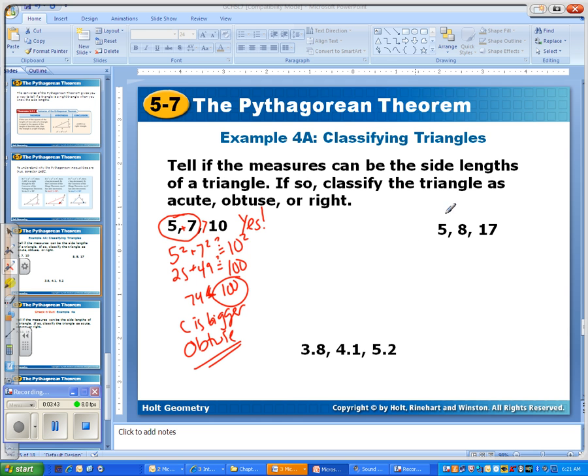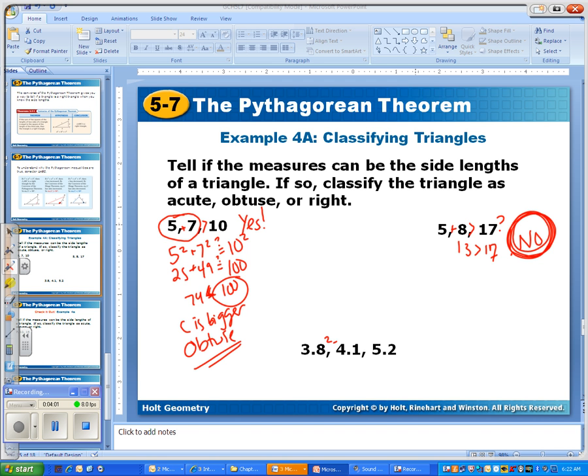So let's see about this one. 5 plus 8, is that bigger than 17? No, 13 is not bigger than 17. That means if you cut it out with straws, you would not make a triangle ever. So this one, it's not even a triangle to begin with. Now let's try the last one.